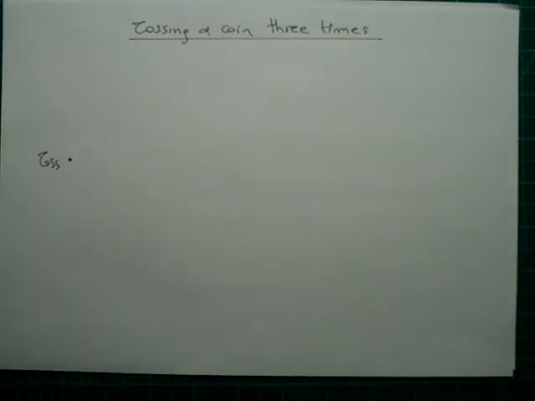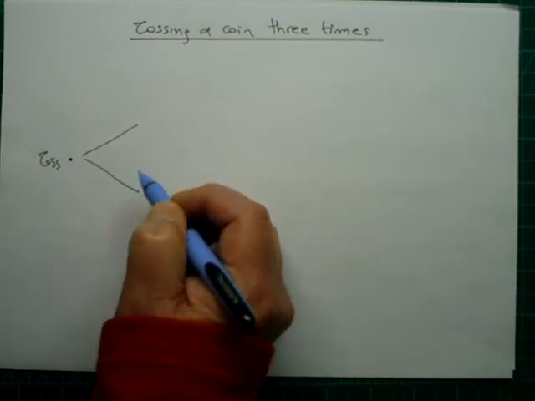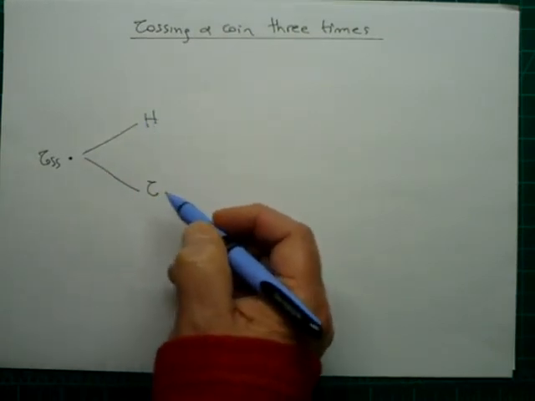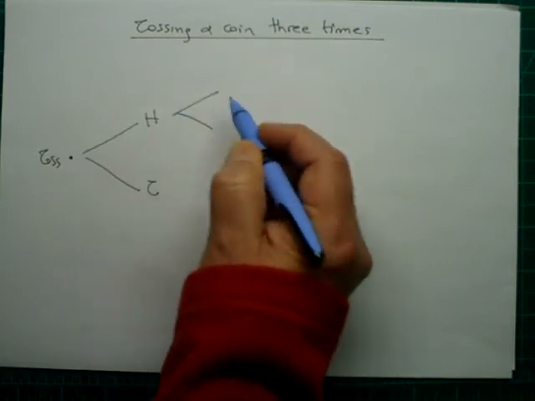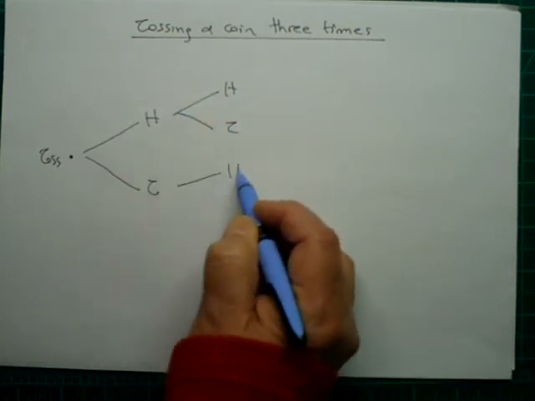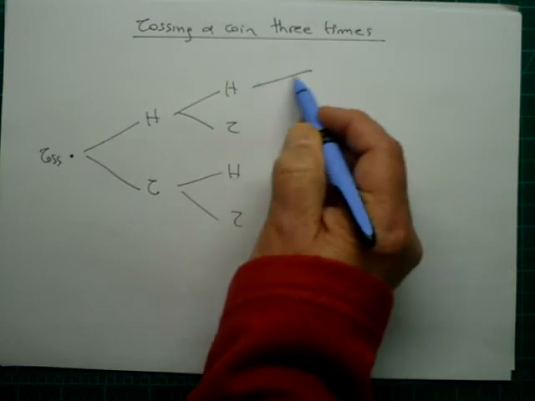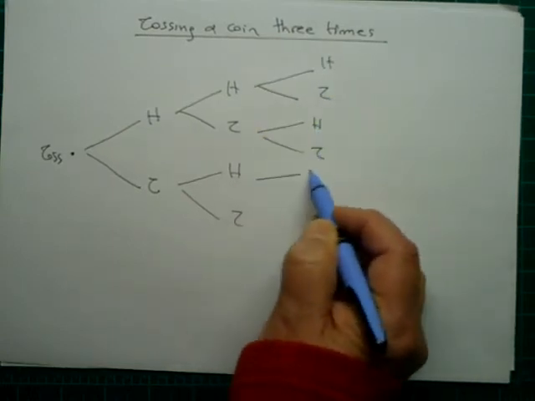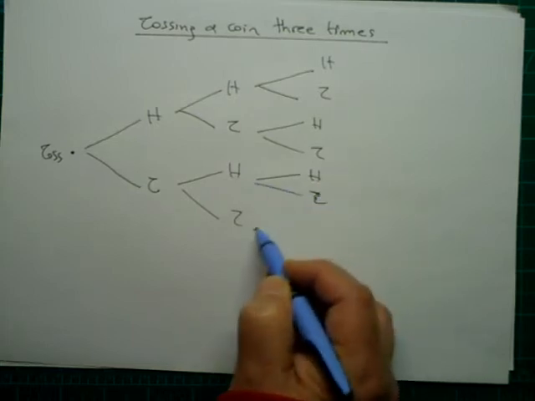We shall draw again the tree diagram. After tossing the coin for the first time, we can get H and T. For the second time, H and T, H and T. And for the third time, H T, H T, H T, and H T.